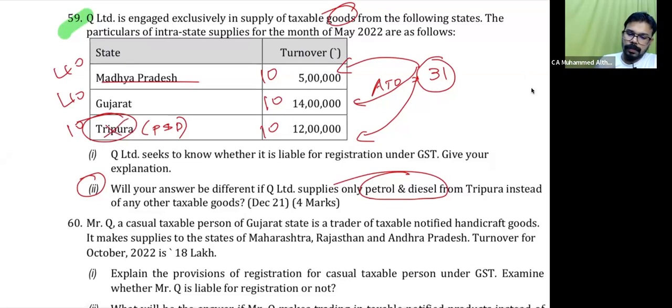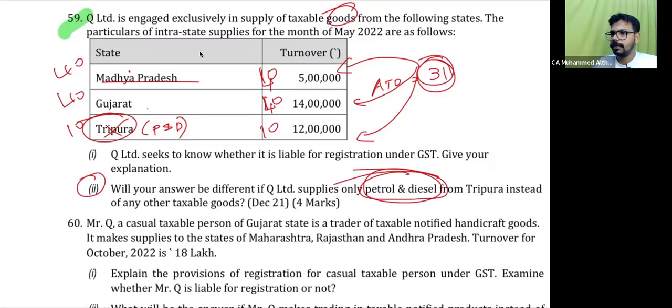But what about Madhya Pradesh and Gujarat? See, you have to remember this one. Having a branch in a special category state by itself is not a reason for reducing the limit of other states to 10 lakhs. In the special category state, you have to supply taxable supply. Then only the limit of other states will get reduced to 10 lakh. Here in Tripura, if you're supplying petrol and diesel only, then the limit of Madhya Pradesh and Gujarat will not reduce to 10 lakh. It will remain at 40 lakhs. So whether they are liable for registration: because the aggregate is only 31 lakhs, they are not liable for registration.